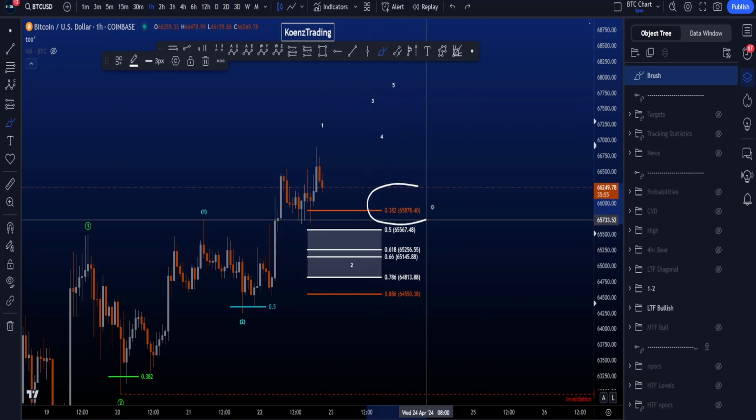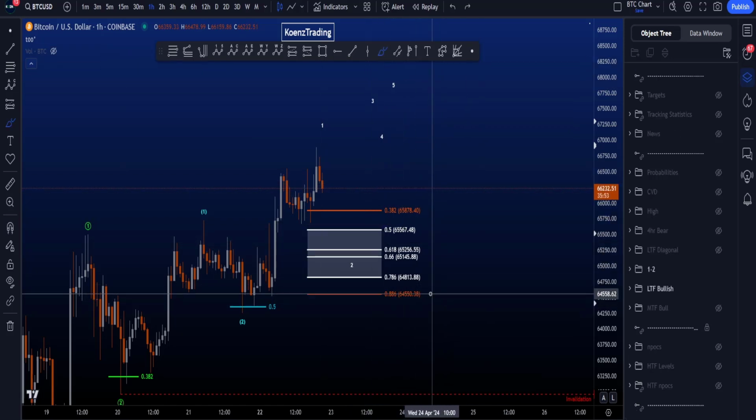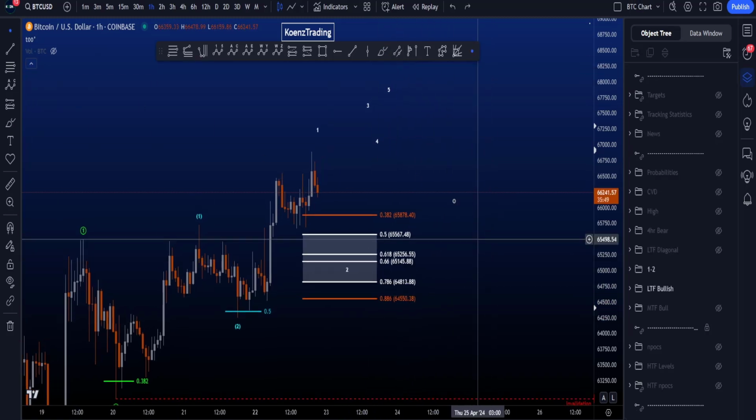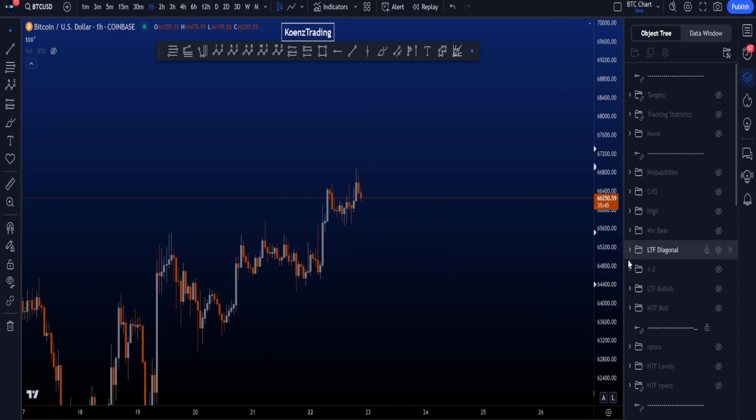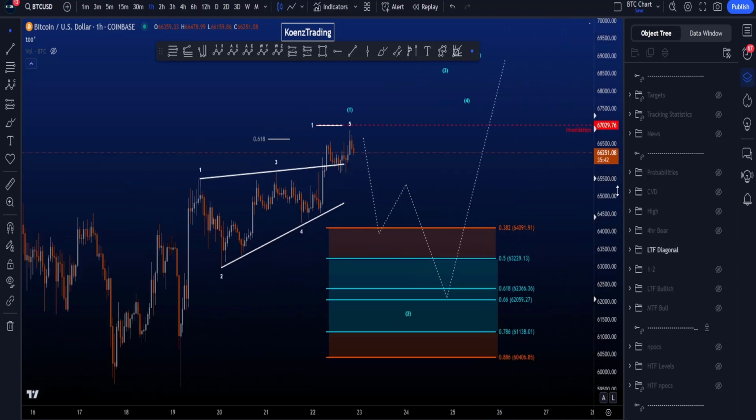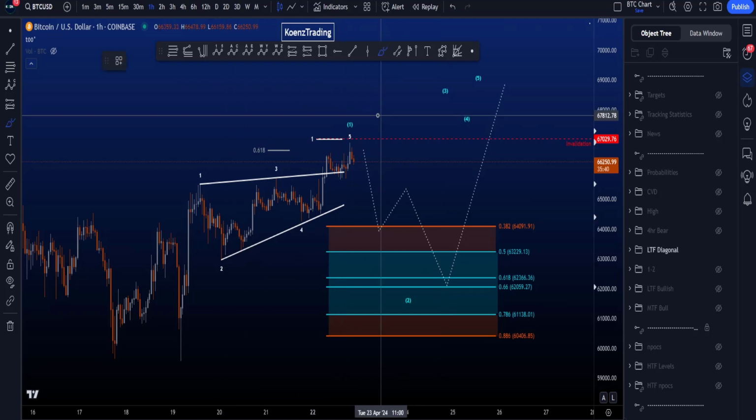The 0.382 is uncommon, 65.8k, and the 0.886 is a level you do not want to hit, as that would really lower the probabilities for this particular scenario. An alternative bullish scenario is a leading diagonal in wave 1.